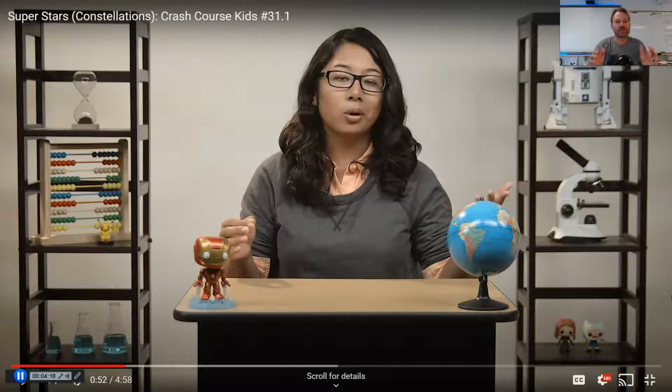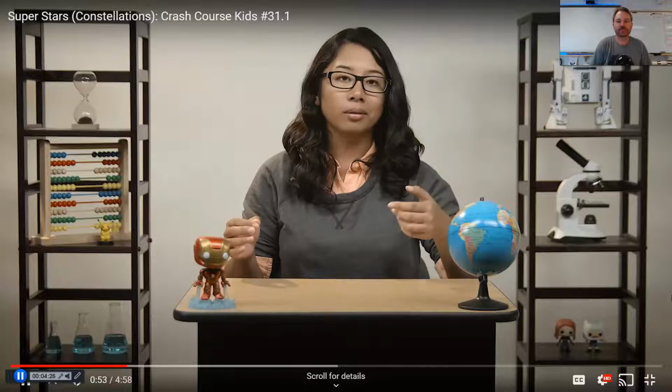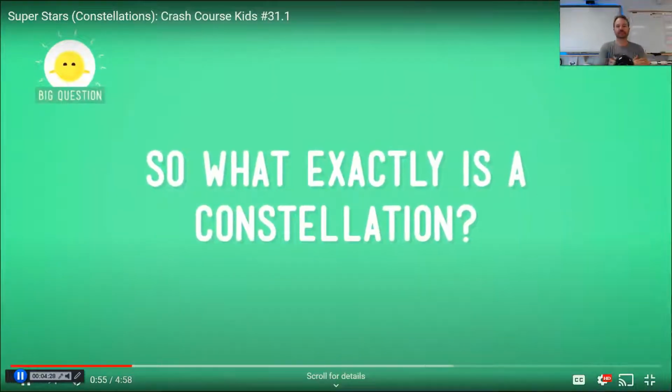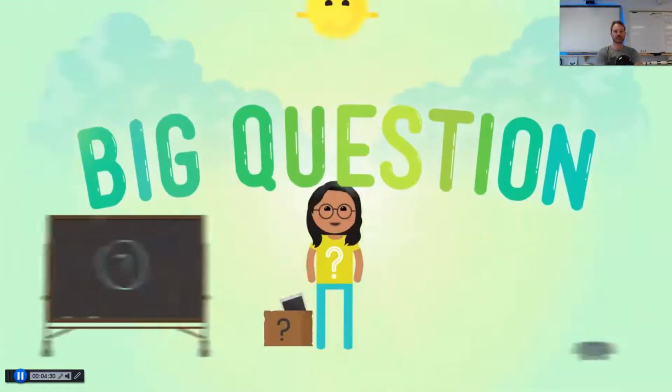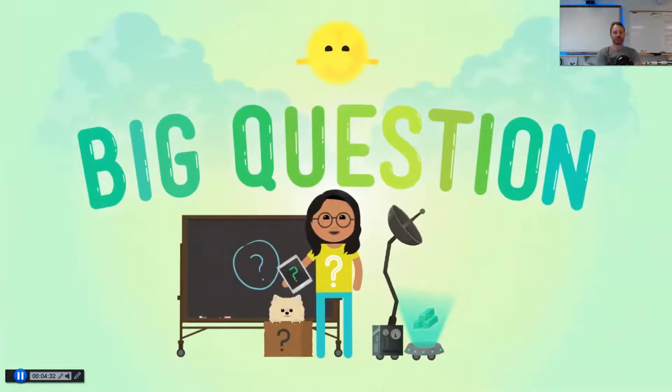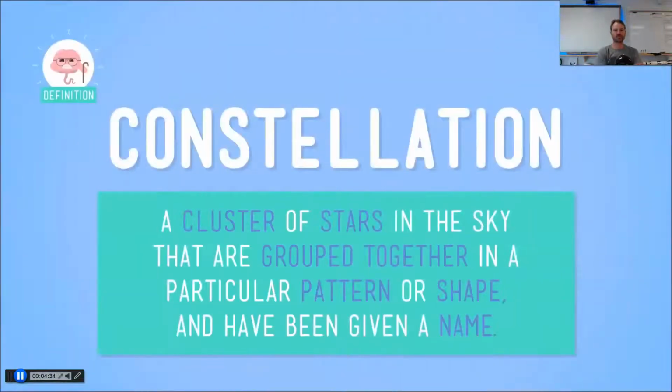Now remember, there's a difference between ancient constellations and modern constellations. Let's see if she makes the difference. So, what exactly is a constellation? A constellation is a cluster of stars in the sky that have been grouped together in a pattern or shape and have been given a name.